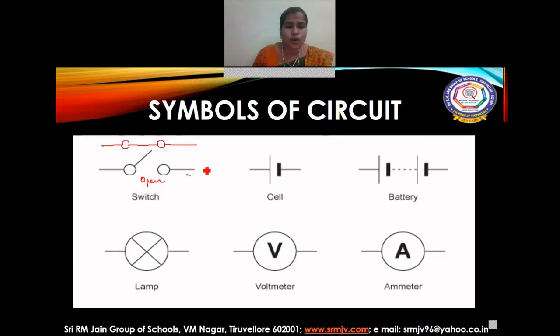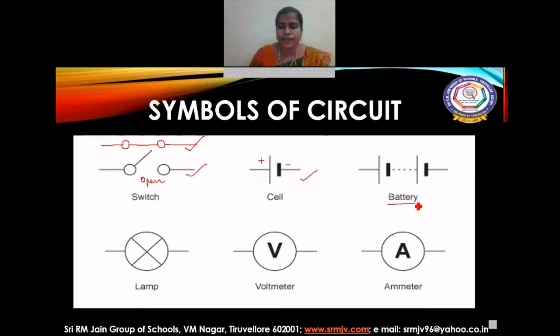So this is the open switch where charges will not flow, and this is the closed switch where charges will flow through. And here is the cell. Cell will be represented with the longer line and the shorter line. Longer line indicates the positive terminal and shorter line indicates the negative terminal.